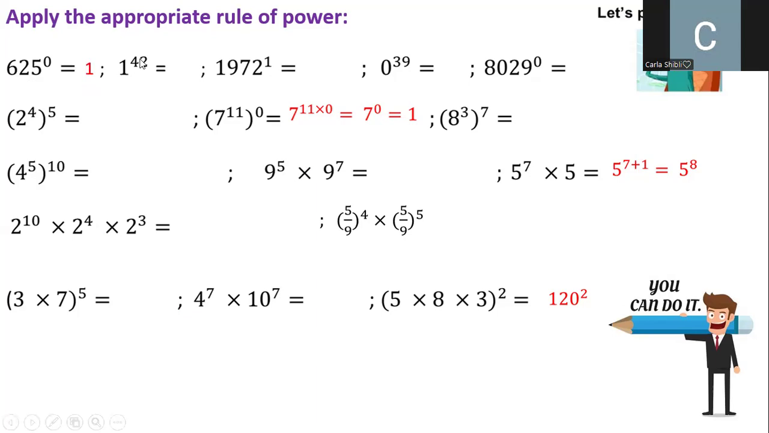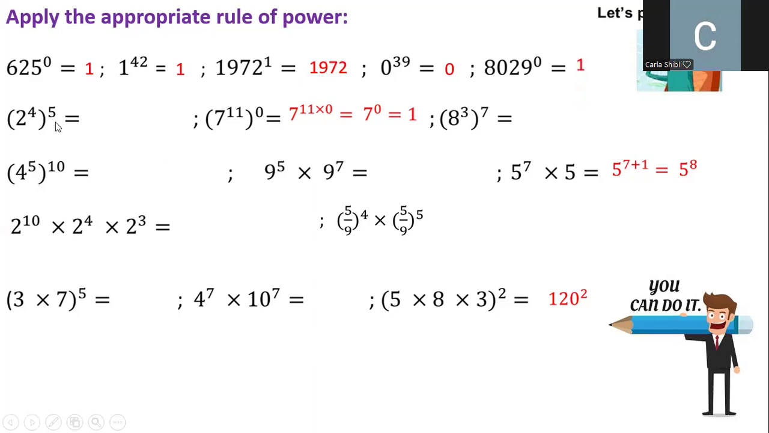1 to the power 42. As if I am multiplying 1 by itself 42 times, 1 times 1 times 1, etc. The answer is 1. 1972 to the power 1. As if I am multiplying 1972 by itself 1 time, it gives me the number itself. 0 to the power 39 is equal to 0. This is a rule. So you should memorize these rules in order to apply them. 8029 to the power 0 gives me 1.